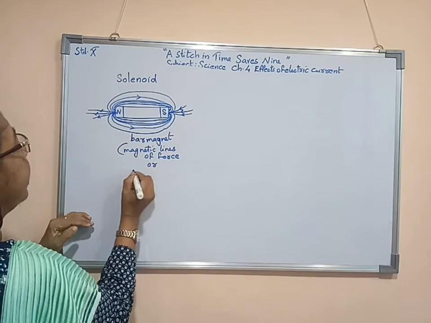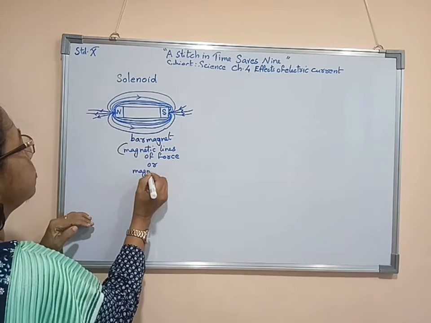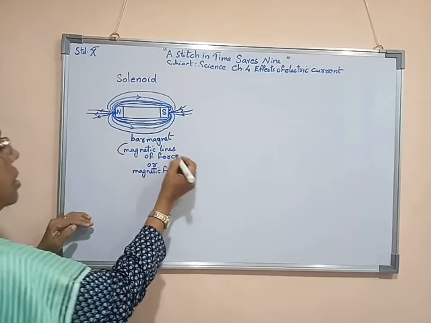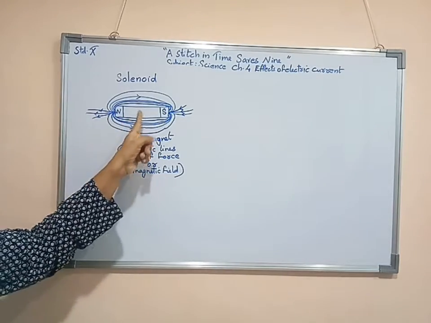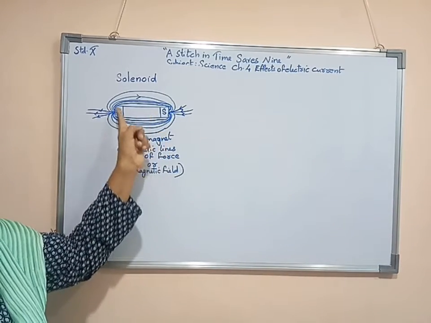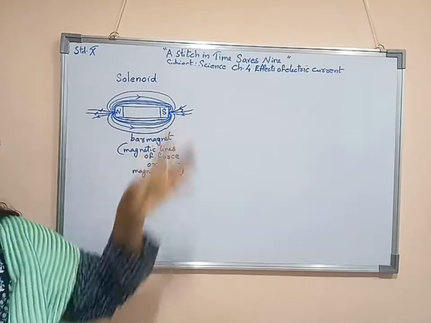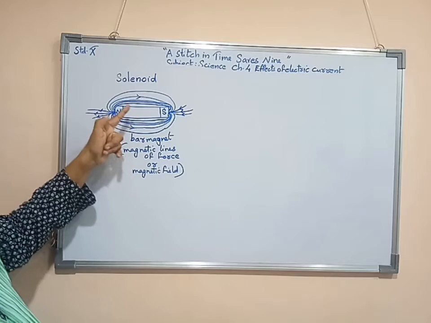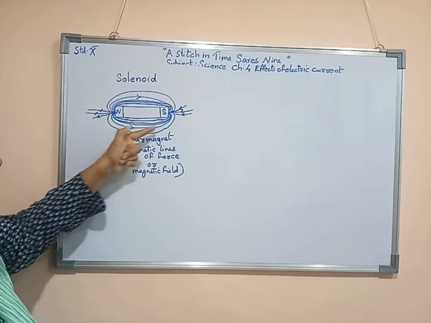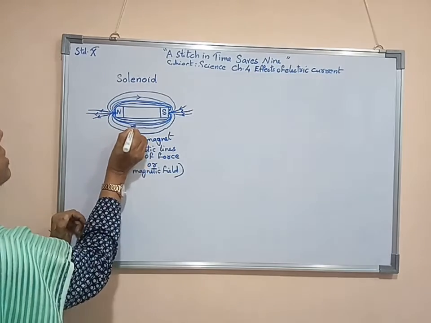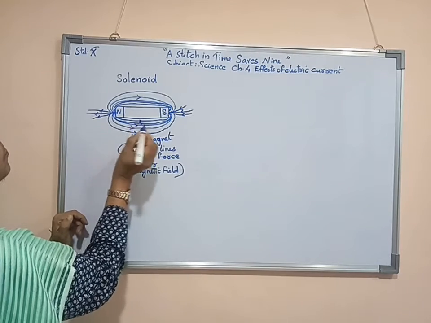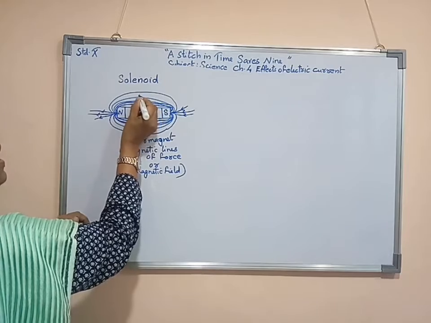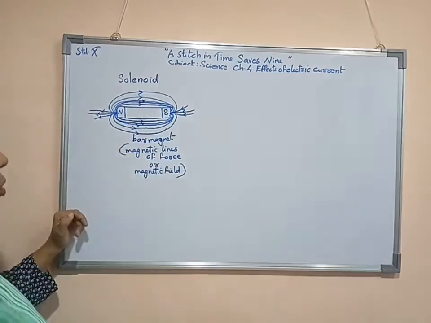Or we can say magnetic field formation. In this figure we have shown a bar magnet that produces magnetic field lines, or magnetic lines of force. Magnetic lines of force start from the north pole and end at the south pole. Similarly here also, starting from the north pole and ending at the south pole.